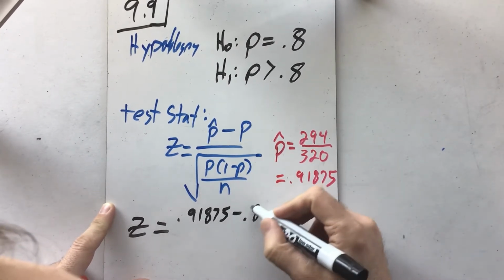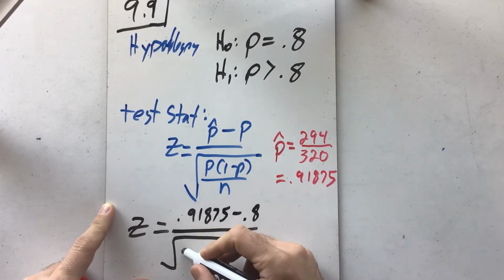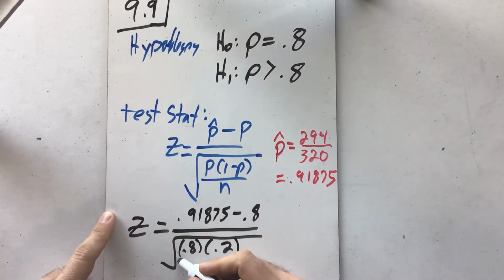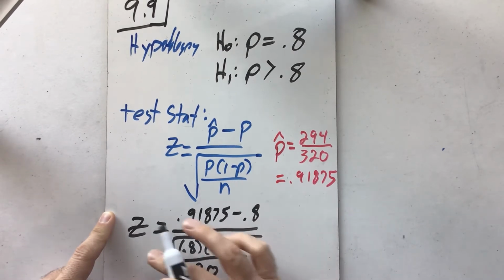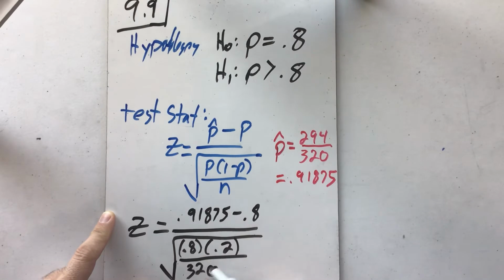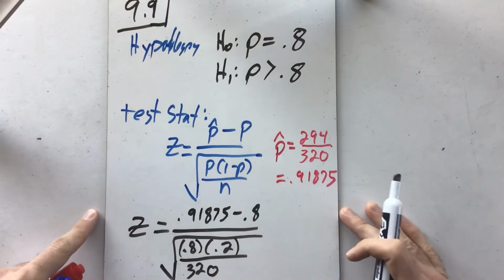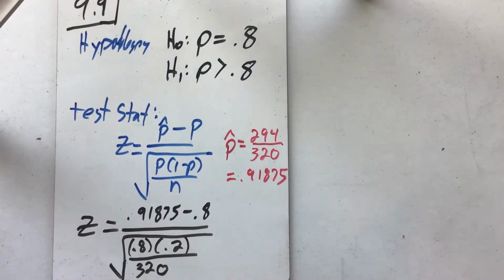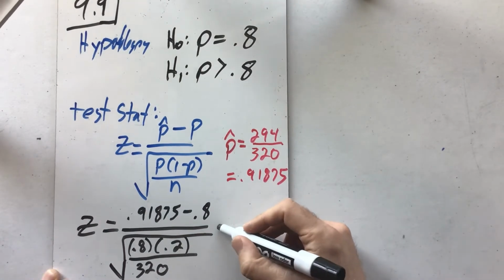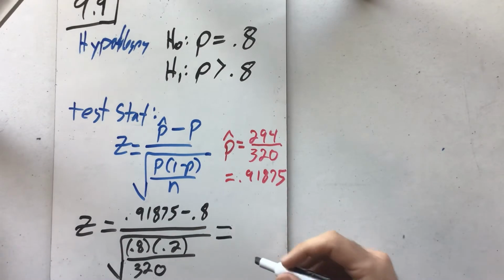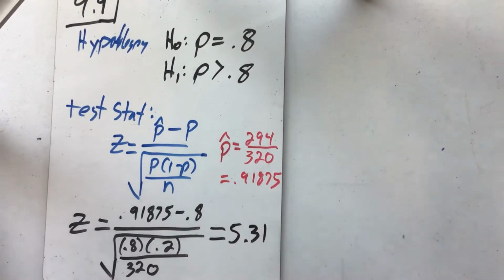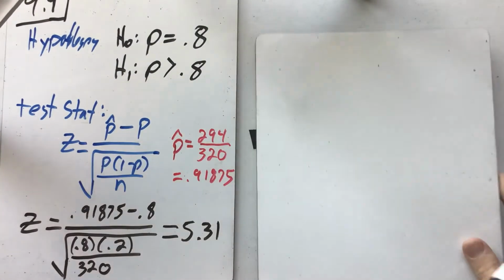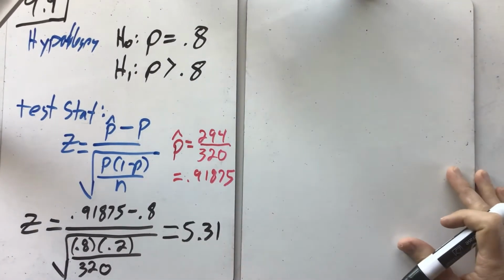So I do 0.91875 minus 0.8, all divided by the square root of 0.8 times 1 minus 0.8, which is 0.2. These two just need to add up to 1. And then we divide that by 320. Careful when you type this in. It's all in the square root, including the 320. So just be careful that you get it all typed in the way it's meant to be. Okay, now that we have that, we're ready to start calculating. As I type this into my calculator, the number that I got is 5.31. So that's the number that I got there.